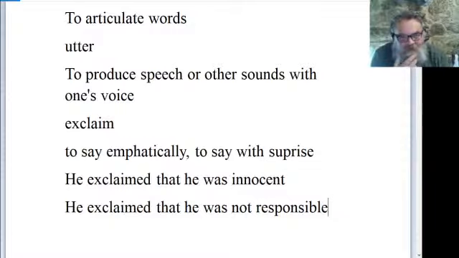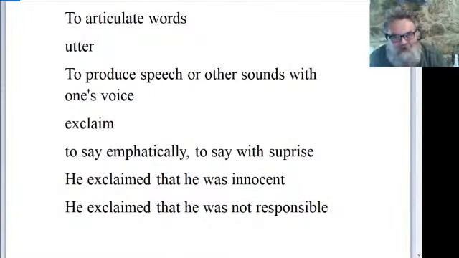So when you're ready, give me a sentence with to exclaim. I think to exclaim is quite a nice word. He exclaimed he had enough and would quit his job the next day. That's brilliant. I think that's much better. Yeah, he exclaimed he had enough. That's a good correction. I like that.